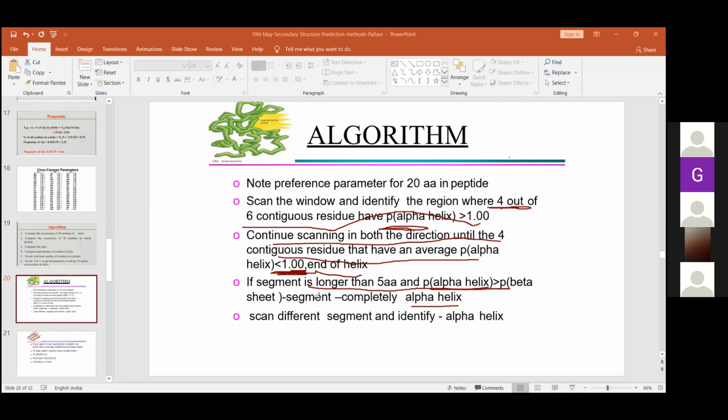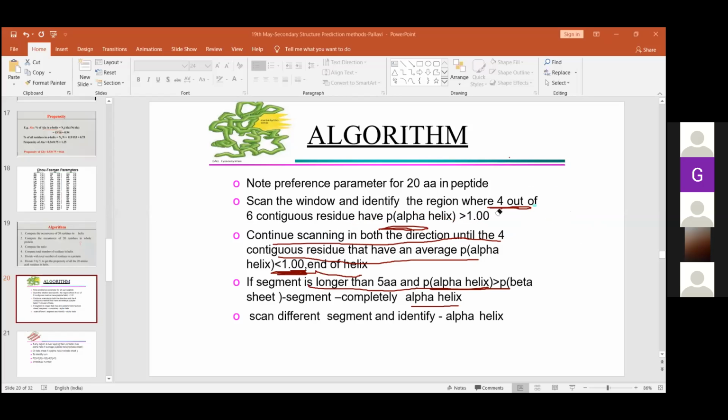इसी तरीके से अलग अलग स्कैन करने पड़ेंगे हमको सेगमेंट्स टू फाइंड आउट कि बीटा शीट बनाने की टेंडेंसी क्या है. If I had found out that 4 out of 6 amino acids had a tendency to form a beta sheet more than 1, then I will say that this segment is going to form beta sheet and I will continue scanning and I will stop at that position where the probability to form beta sheet is less than 1. You need to remember this, how to find out where to stop.